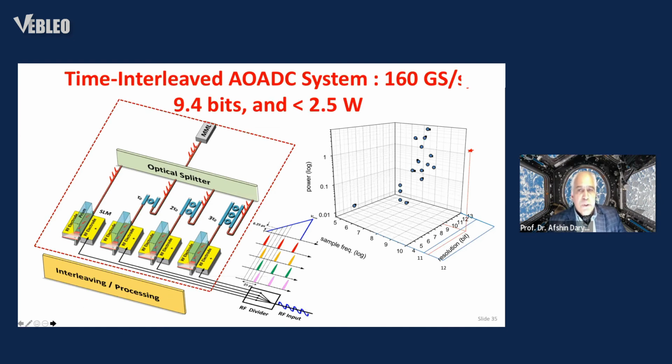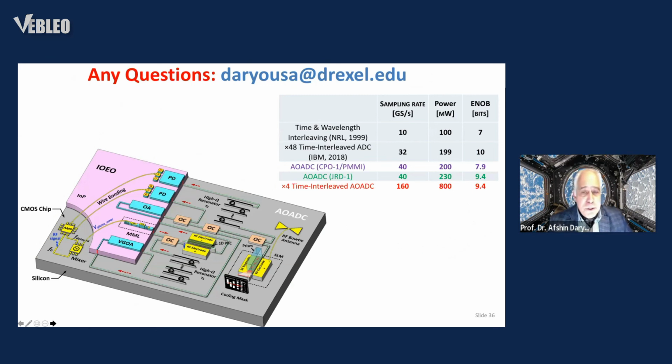So in conclusion, I wanted to share with you the vision that we have and put that in perspective with respect to the other technologies that are available. The optical time and wavelength interleaving, which was demonstrated at NRL, achieved 10 gigasamples per second, 100 milliwatt only for the optical domain, and it doesn't include the clock information, and it has a maximum of 7 effective number of bits.